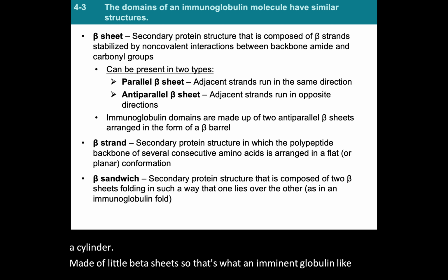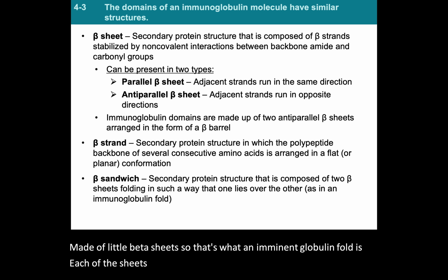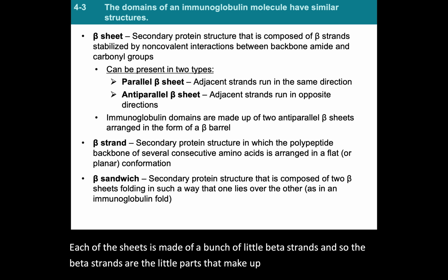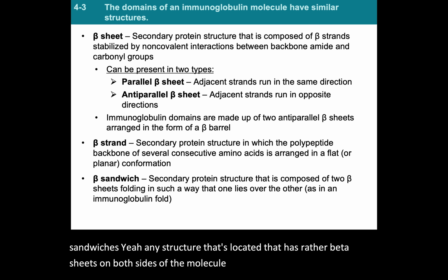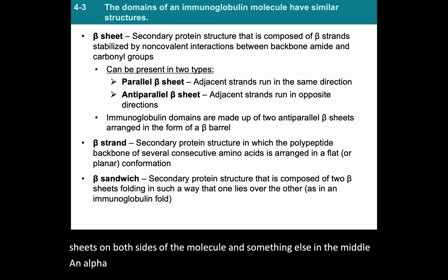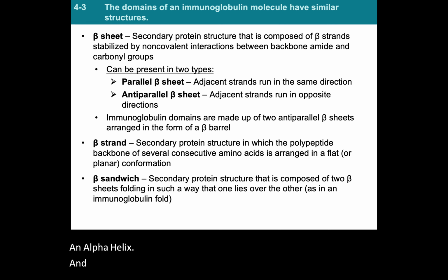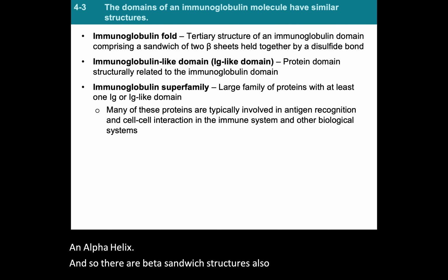Each of the sheets is made of a bunch of little beta strands, and so the beta strands are the little parts that make up a beta sheet. And a beta sandwich is any structure that has beta sheets on both sides of the molecule and something else in the middle, like an alpha helix. So there are beta sandwich structures also in antibodies.